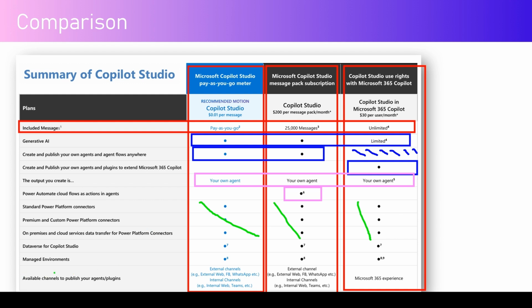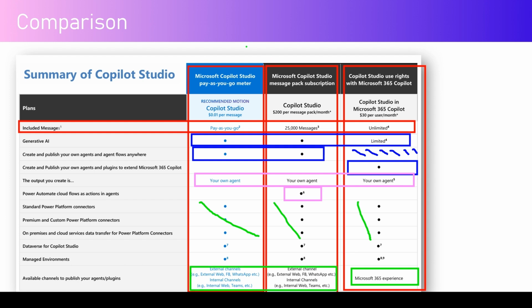What are the different available channels to publish your agent? Now here, as I mentioned to you, you cannot deploy in different channels for M365 Copilot, but here you get different channels like external web, Facebook, WhatsApp, internal channels, Teams, etc. So this is the basic difference.